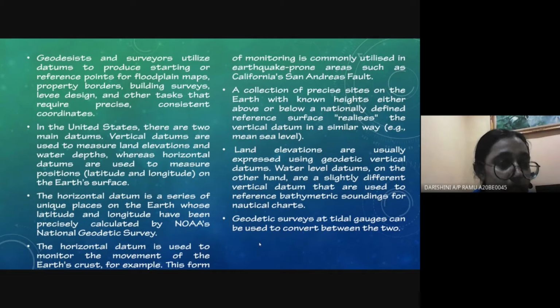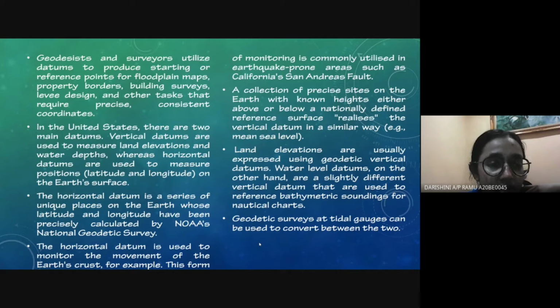In the US, there are two main datums. Vertical datums are used to measure land elevation and water depths, whereas horizontal datums are used to measure positions, latitude and longitude, on the Earth's surface. The horizontal datum is a series of unique places on the Earth whose latitude and longitude have been precisely calculated by NOAA's National Geodetic Survey. It is used to monitor the movement of the Earth's crust, for example, in earthquake-prone areas such as California's San Andreas Fault.